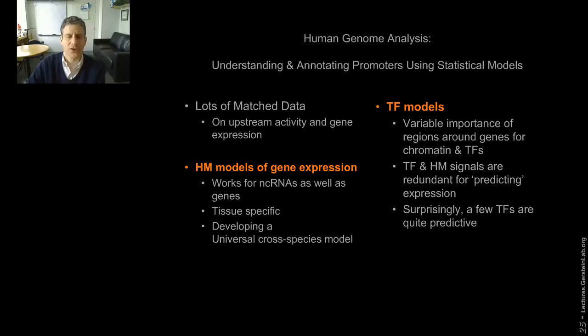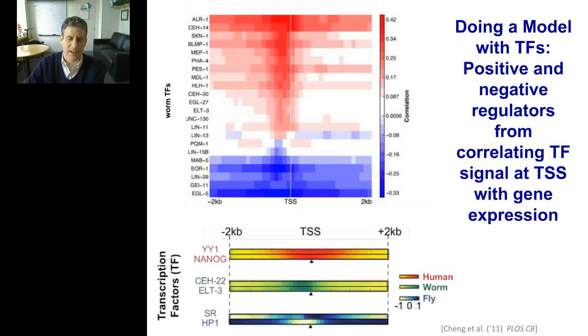Okay, so now we've finished talking about the histone mark models, and I'm going to move on to the TF model. So I'm moving through my outline slide to now slide 26. And so now we're going to do the same game that we just did for histone marks, but we're going to do it for transcription factors.